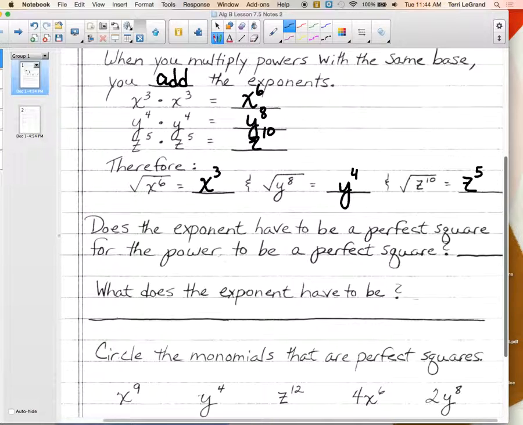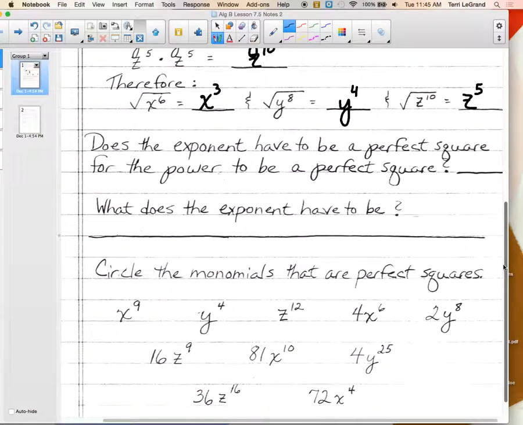So if I ask you what is the square root of y to the 16th, what would it be? Y to the 8th, because 16 divided by 2 is 8, because 8 plus 8 is 16. Okay, how about the square root of n to the 20th? That'd be 10, wouldn't it? Yeah, n to the 10th power, 20 divided by 2, because I have to add 10 to itself to get 20. Okay, so what do you think? Does the exponent have to be a perfect square for the power to be a perfect square? No. Because look at, is x to the 6th, is 6 a perfect square?